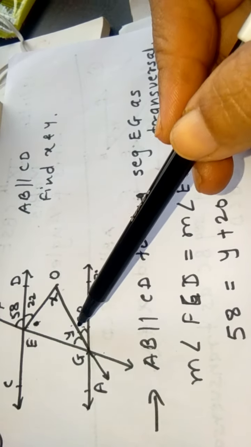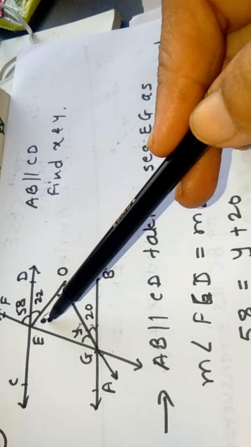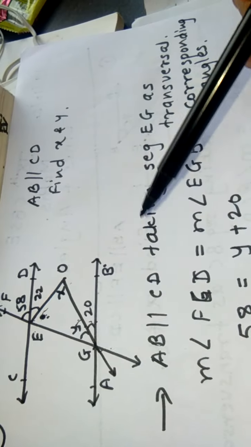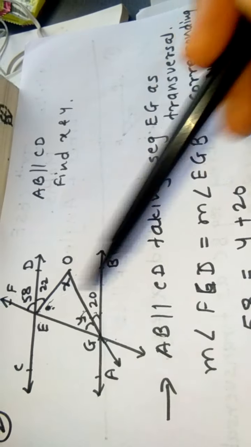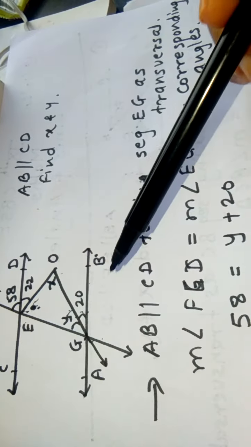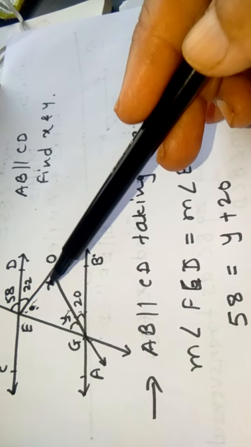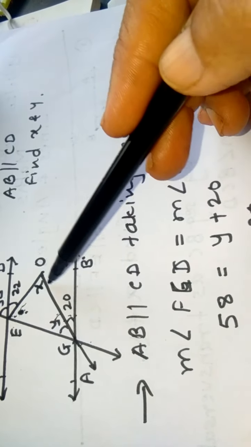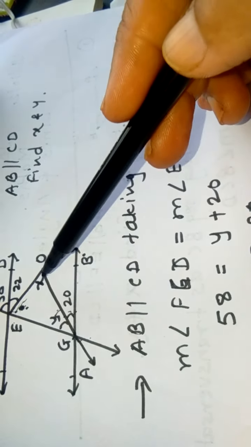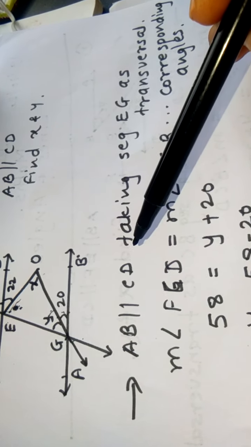Now see in the figure what we can do. In the figure, y plus 20 and this 22 plus this angle, their sum is 180. We know the value of y. From that we can find the angle GEO, and then the sum of the measures of angles of a triangle is equal to 180. From that we can get the value of x also.